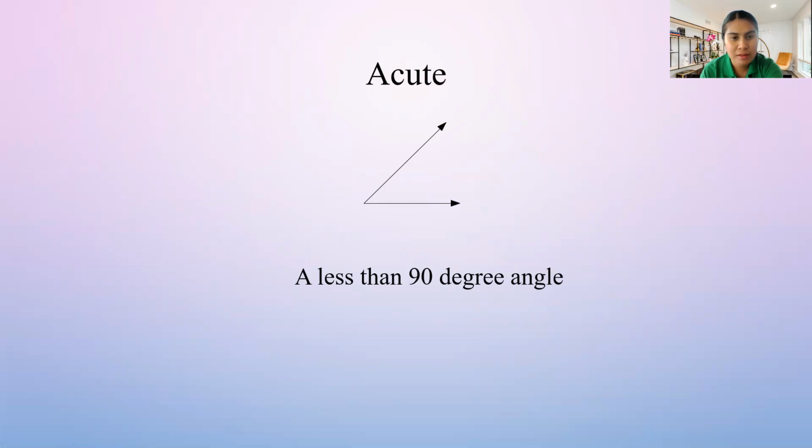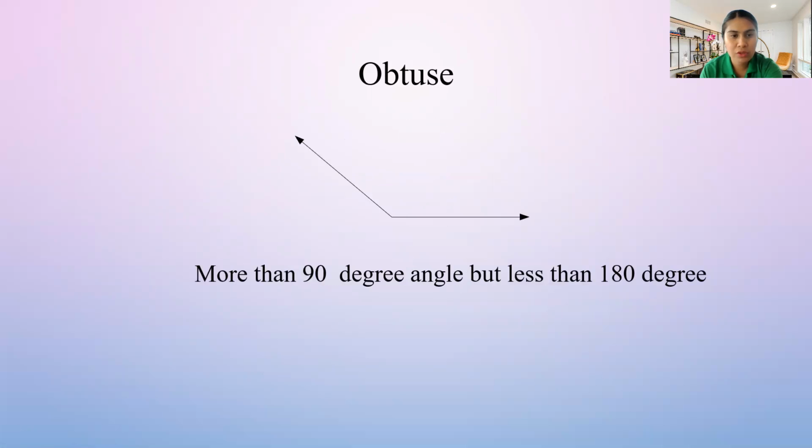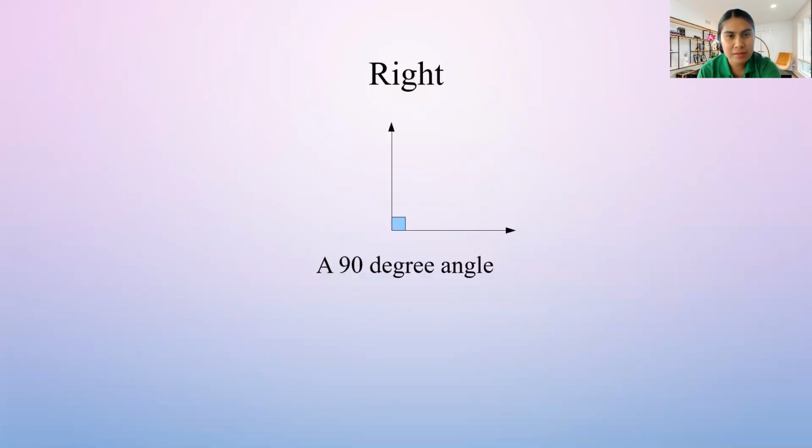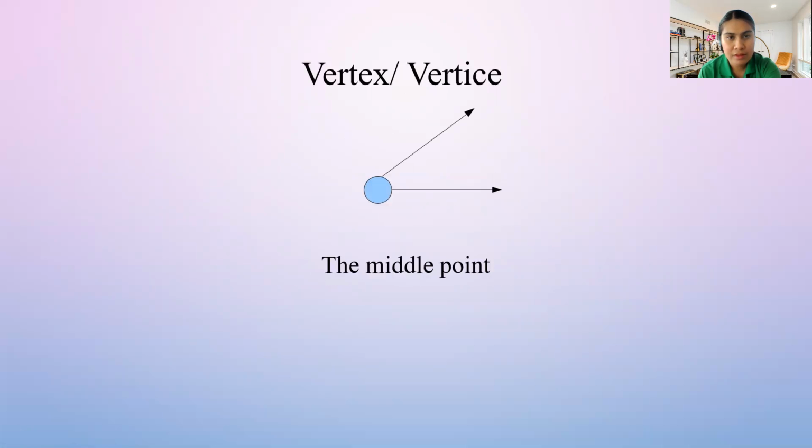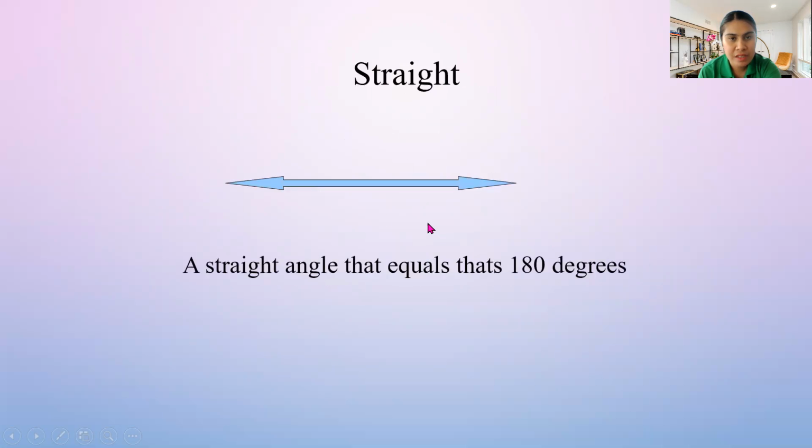Acute angle, an angle less than 90 degrees. Obtuse, more than 90 degrees but less than 180 degrees. So meaning 91 degrees until 179 degrees is an obtuse angle. Right angle, exactly 90 degrees. Vertex, the midpoint or middle point of an angle. Straight angle, a straight line that equals 180 degrees.